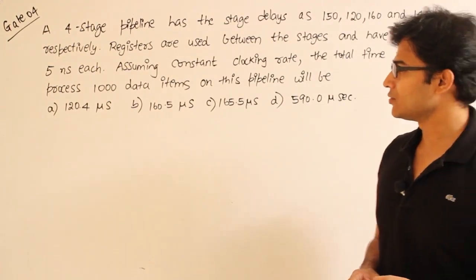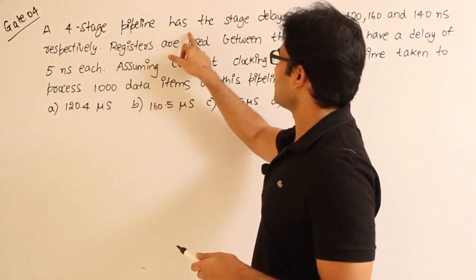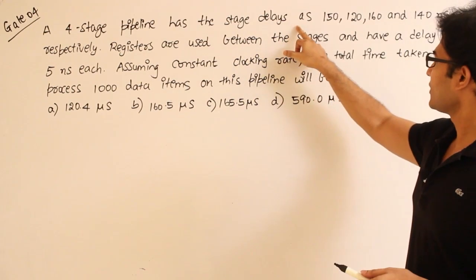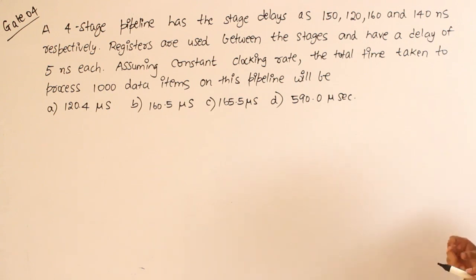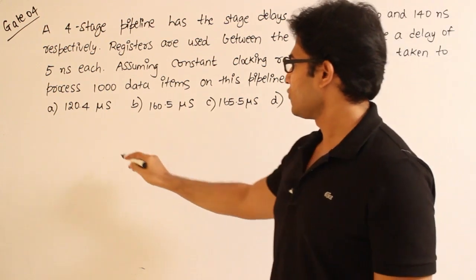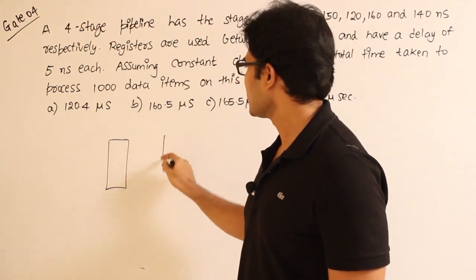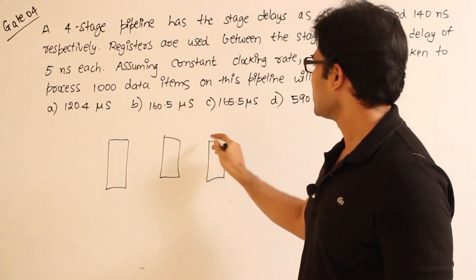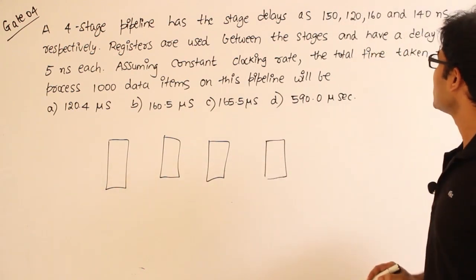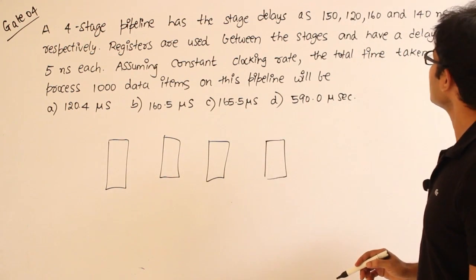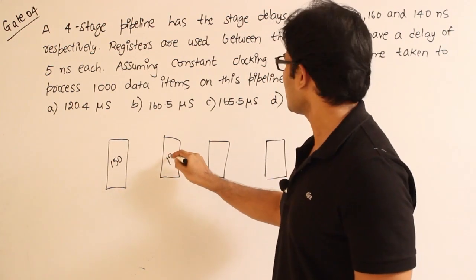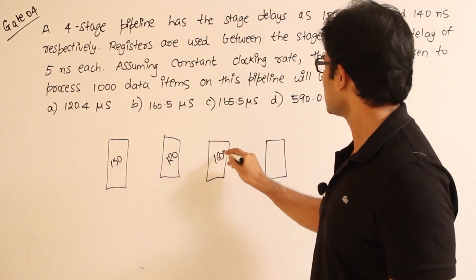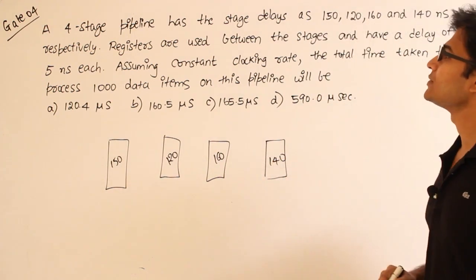See this question asked in GATE 2004. A 4-stage pipeline has stage delays as 150, 120, 160 and 140 nanoseconds, which means they are giving us uneven delays, right? So if you have 4 stages, 1, 2, 3, 4, each stage is having 150, 120, 160 and 140 nanoseconds.